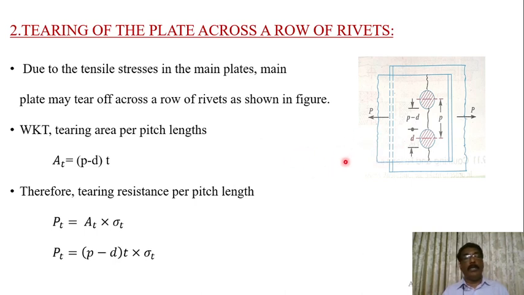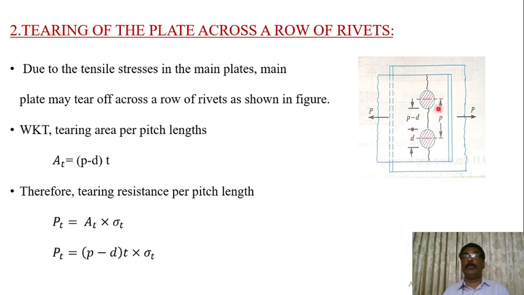Now tearing resistance per pitch length is given by Pt equals (p minus d) into t into sigma t. That means in this equation, tearing resistance is nothing but the pull required to tear off the plate, and (p minus d) into t is nothing but the area which resists the tearing of the plate. For example, this distance from this point to this point is p minus d, because we know that from center to center it is a pitch.